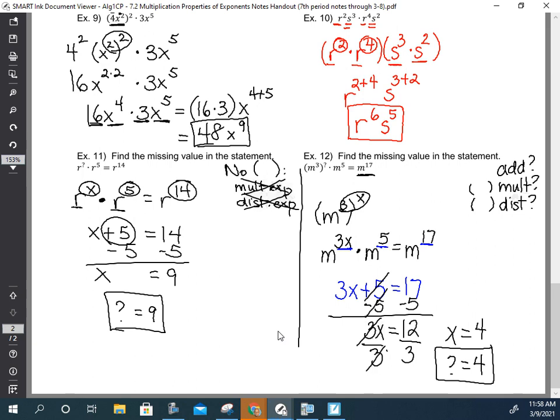Those two weren't that hard. You just have to know how to do it. Any questions, 11 or 12? You straight? Okay.